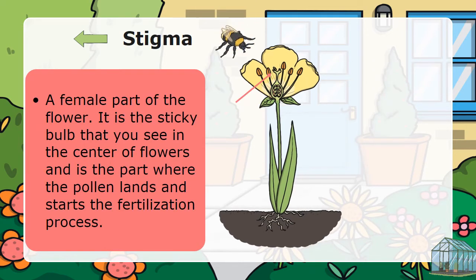The second part is the stigma. A female part of the flower. It is the sticky bulb that you see in the center of a flower and is the part where the pollen lands and starts the fertilization process. Style, and at top is the stigma.